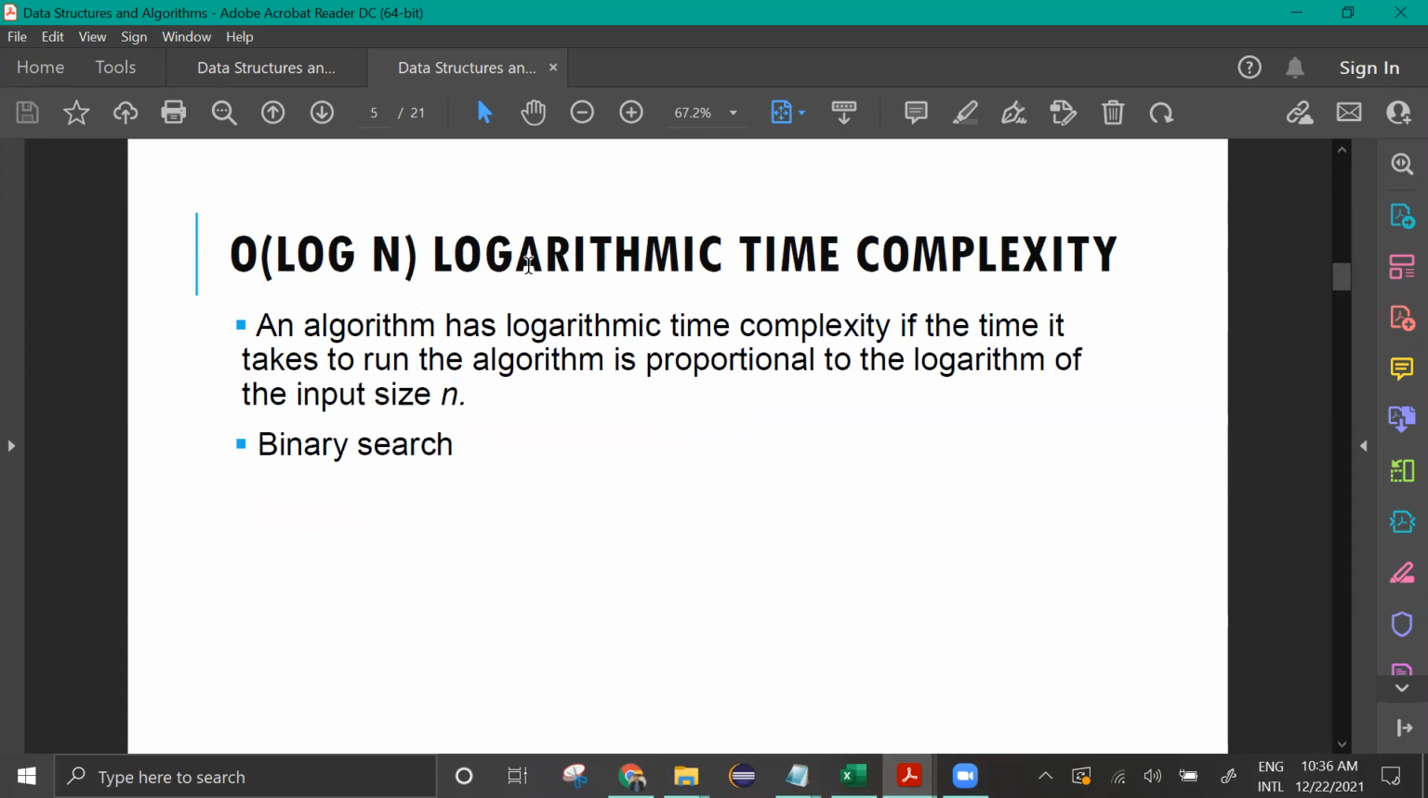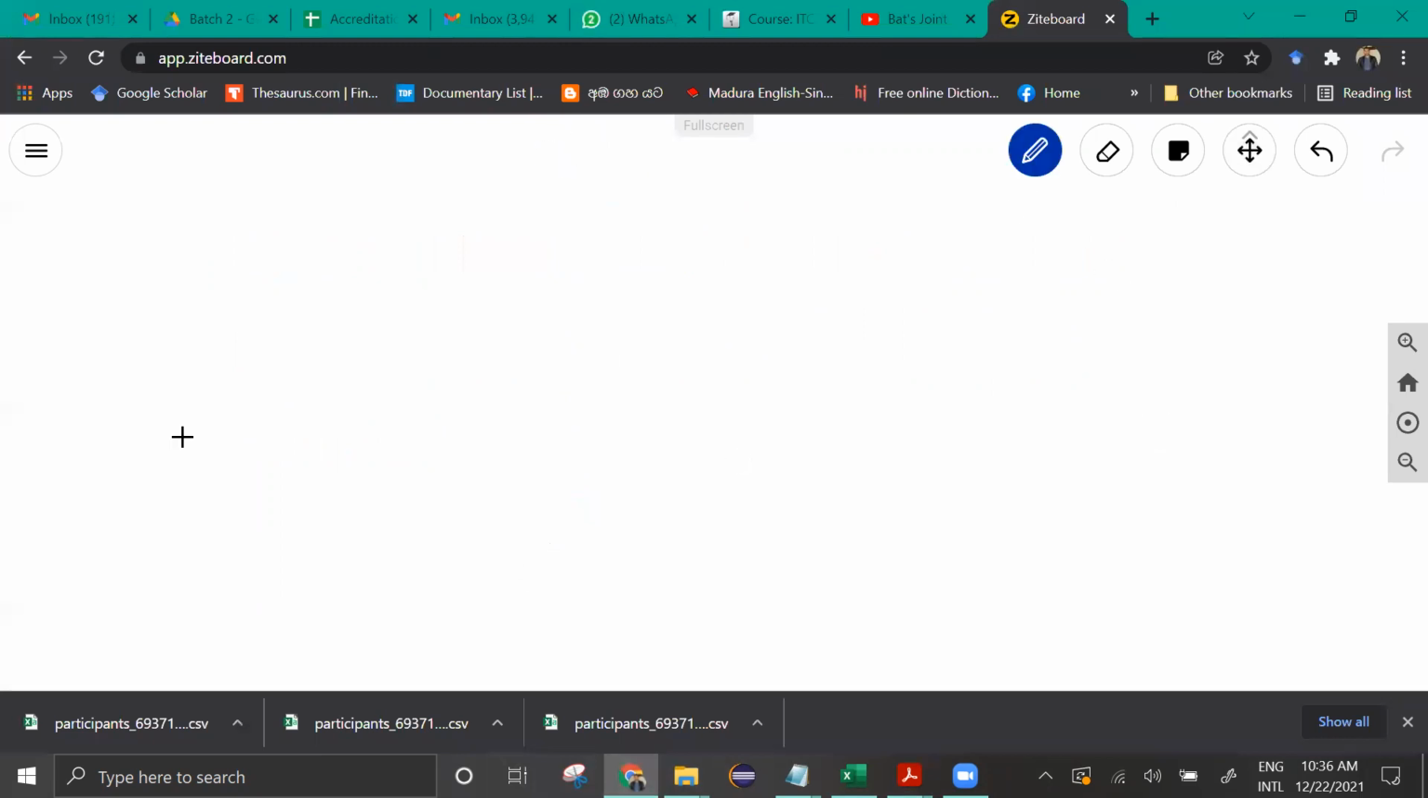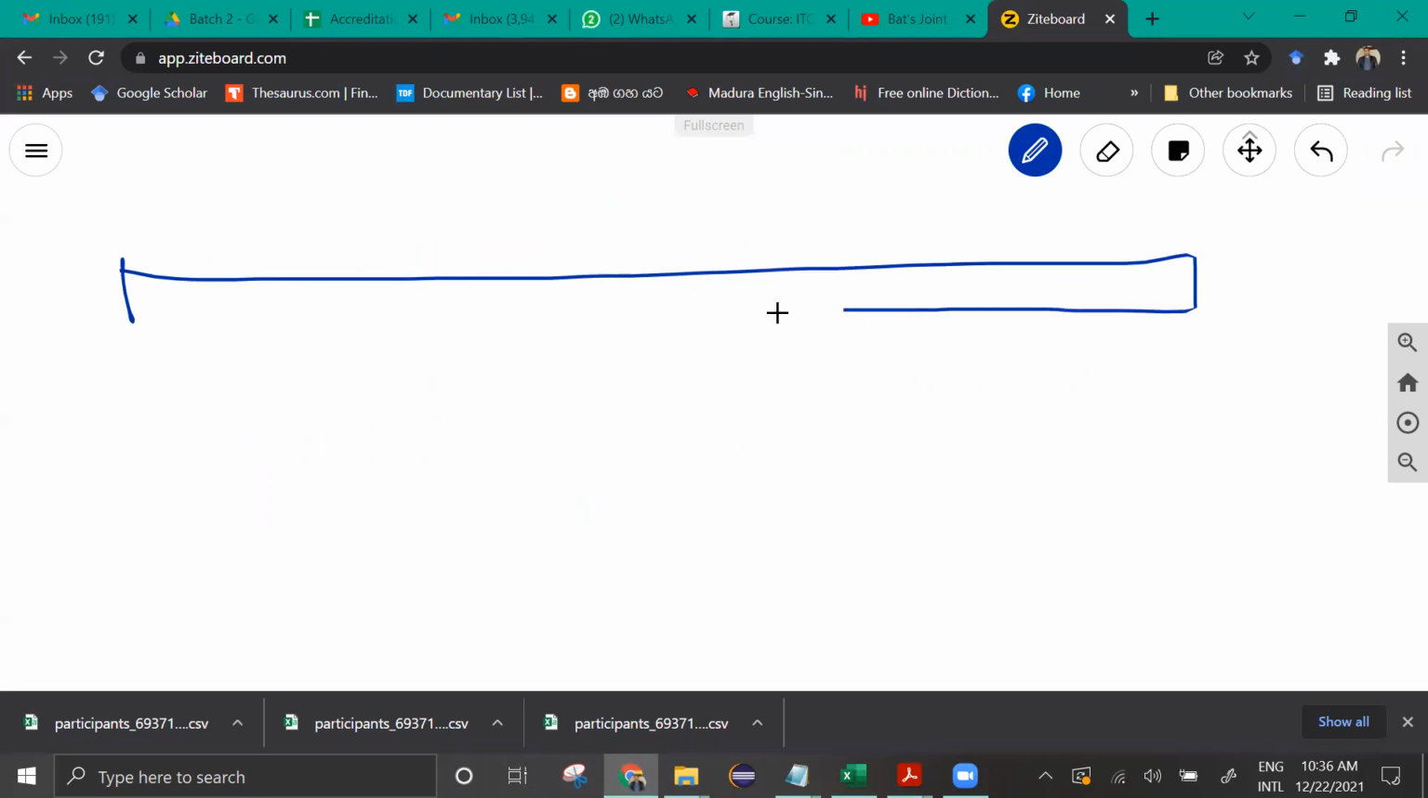Log n or logarithmic time complexity. One example is binary search. I gave you binary search. Right? So we talked about binary search, right? In binary search, binary search can be used for an ordered array. Ordered array.